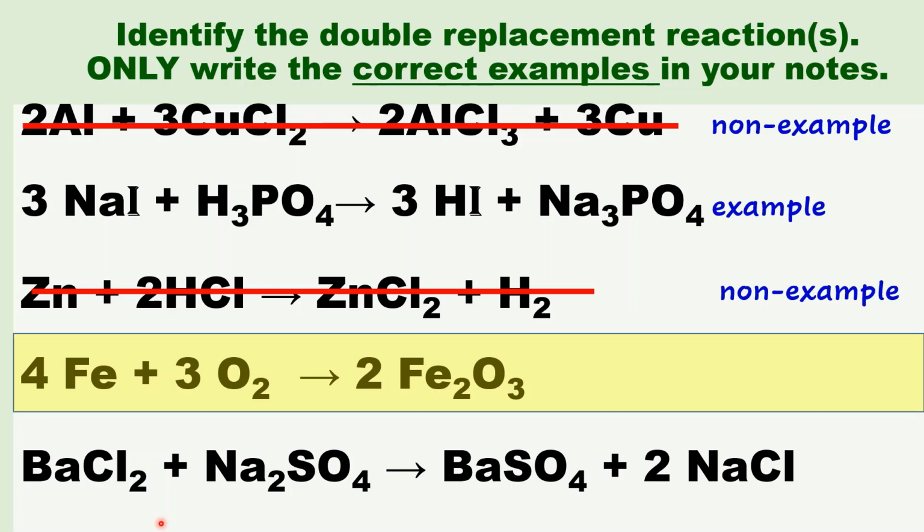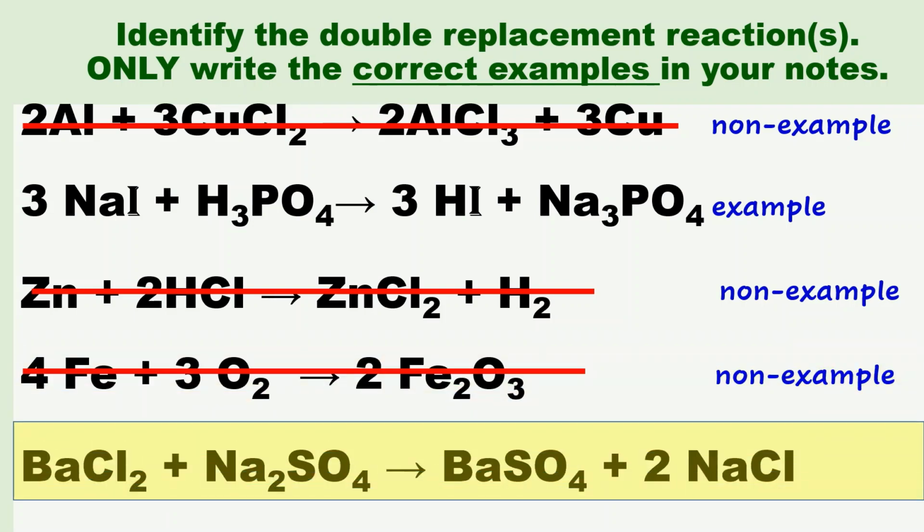The fourth reaction has single elements rather than compounds before the arrow, and only one rather than two compounds after the arrow. Without two compounds on both sides, it can't be double replacement. The last reaction has two compounds on both sides. We can see that the barium and sodium switch places. Each ion starts with a partner and ends with a different partner, so it is a double replacement reaction.